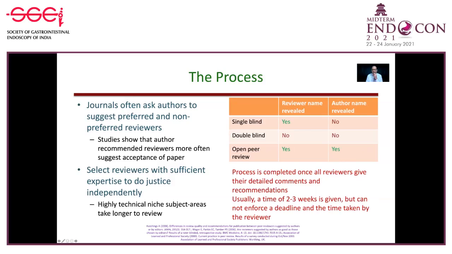The process of peer review can be a single blind, double blind, or open peer review process. For example, the reviewers may not be told who the authors are, or the authors may not be told who the reviewers are, or both can be informed who the authors and reviewers are. The process is completed once all reviewers give their detailed comments and recommendations. Usually a time of 2 to 3 weeks is given, but one cannot enforce a deadline on the time taken by the reviewer.